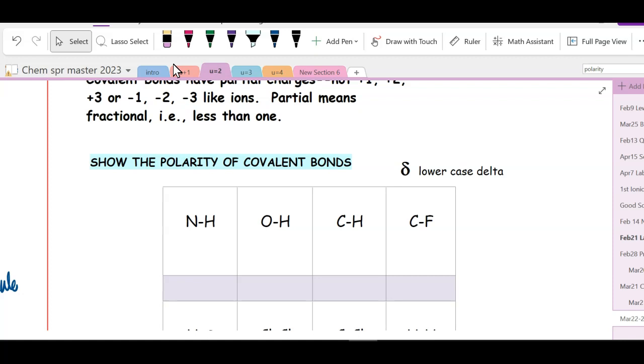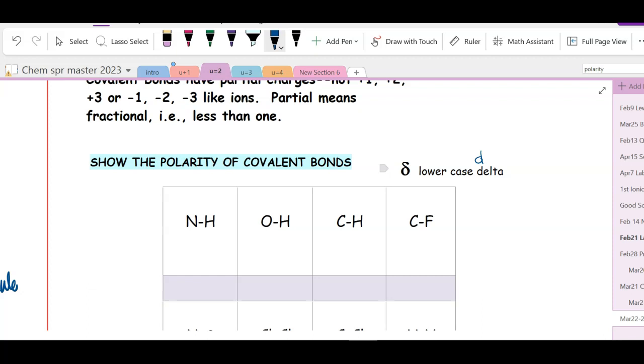So let's show the polarity of covalent bonds. And what we do is use this lowercase delta sign. If you use the symbol font and type a lowercase d, you will end up with this symbol.